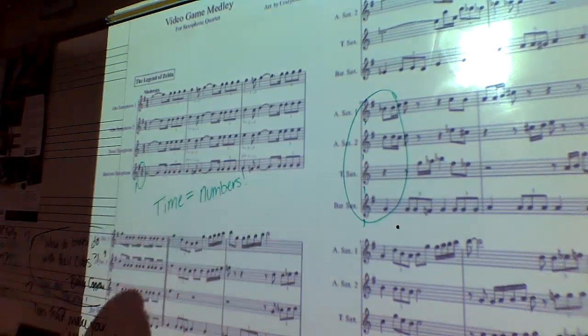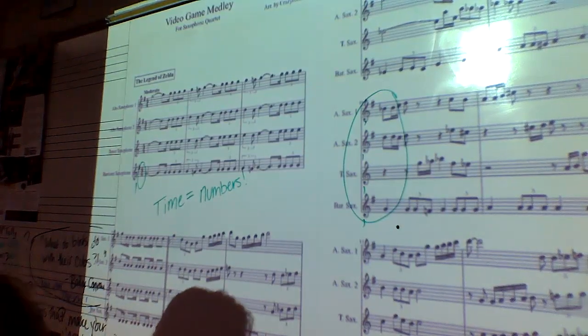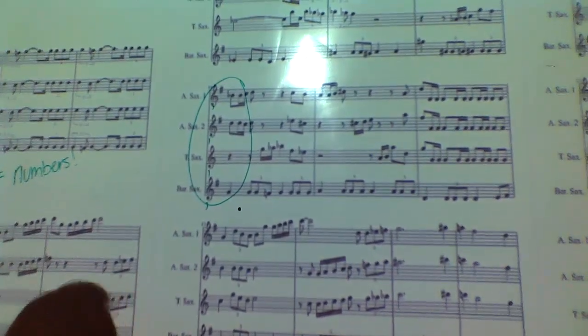So when friends yell out 4-4, when I say, what key is this piece in? It's totally wrong. Time signatures deal with numbers, always. 4-4, 2-4, common time, 3-4. Those are our normal ones that we encounter. There are others, but we'll leave it there for now. But this piece is in 4-4. That is the time signature.